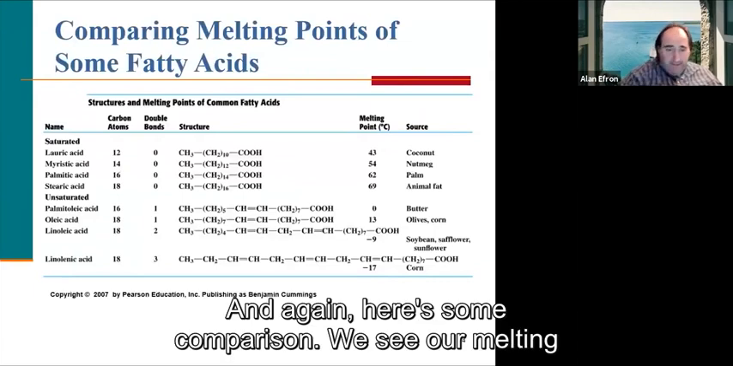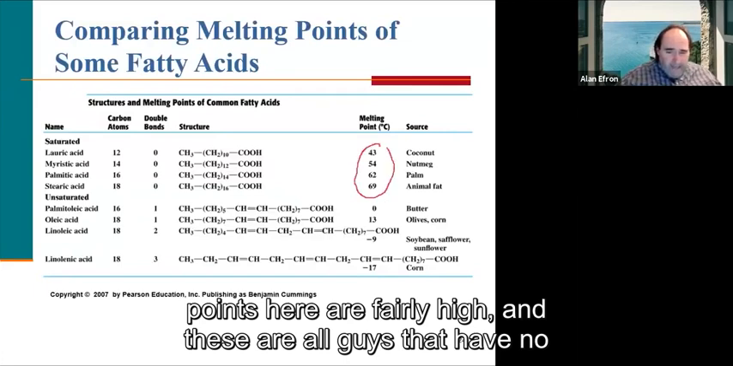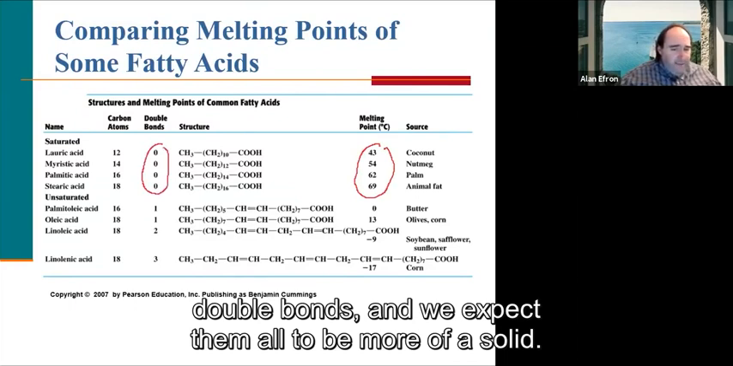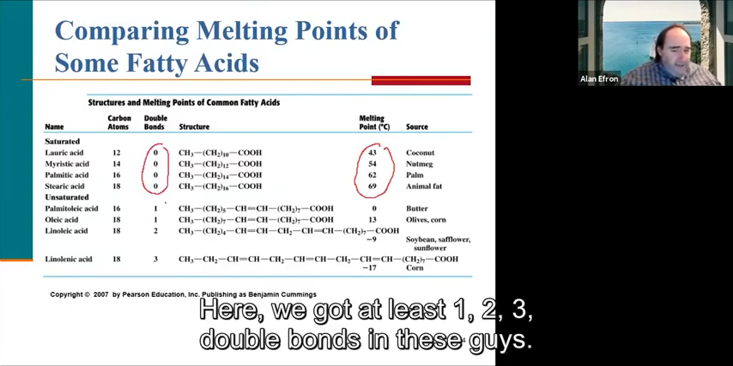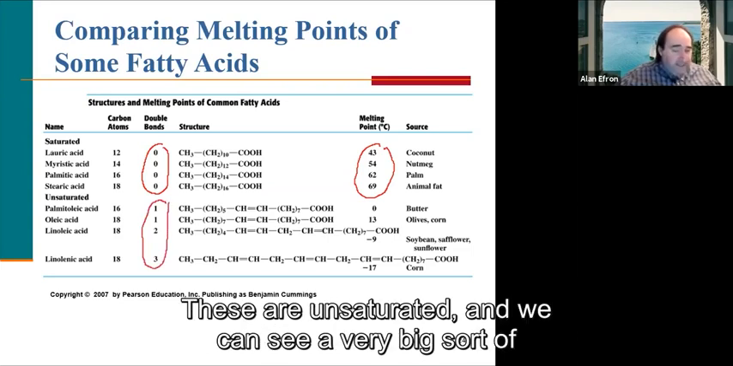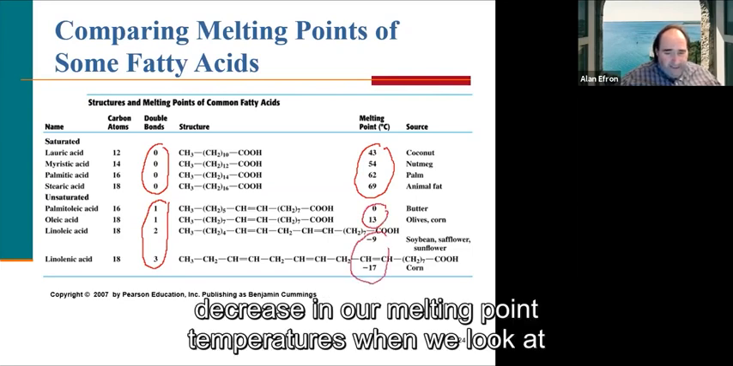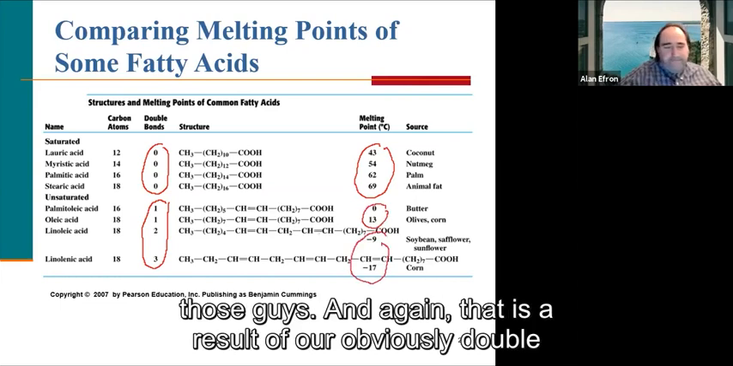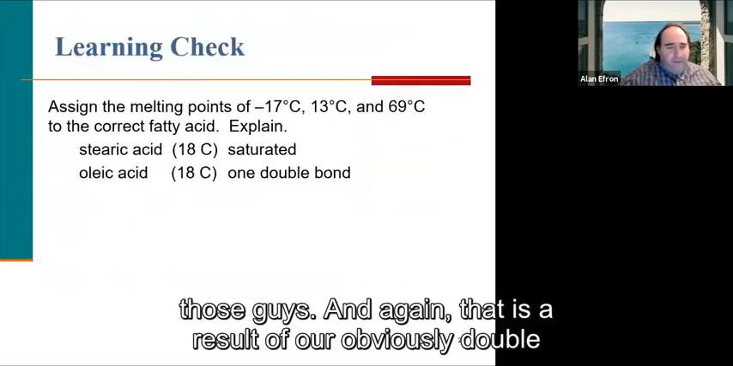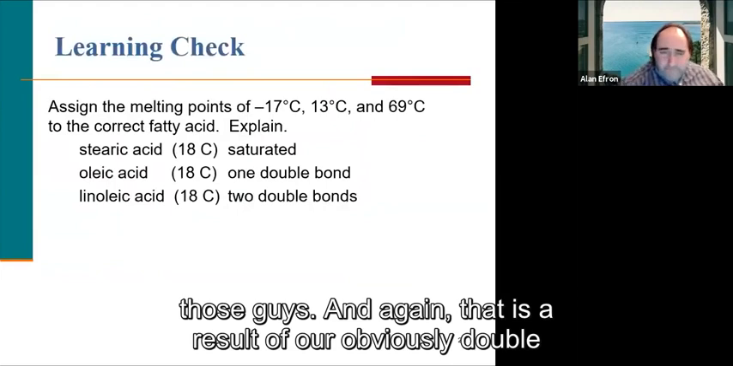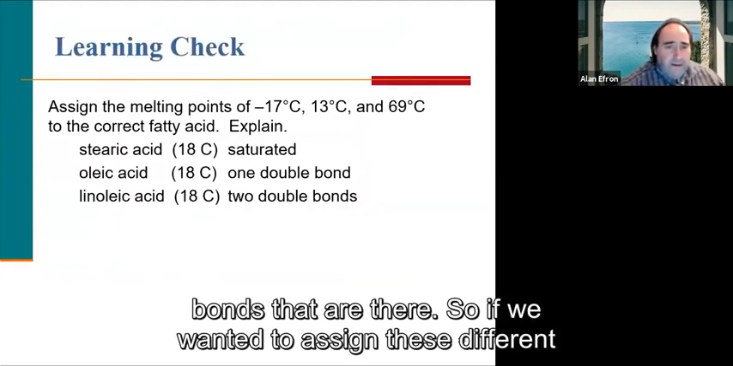And again, here's just some comparison. We see our melting points here are fairly high. And these are all guys that have no double bonds, and we expect them all to be more of a solid. Here we got at least 1, 2, 3 double bonds in these guys. These are unsaturated. And we can see a very big decrease in our melting point temperatures when we look at those guys. And again, that is a result of the double bonds that are there.